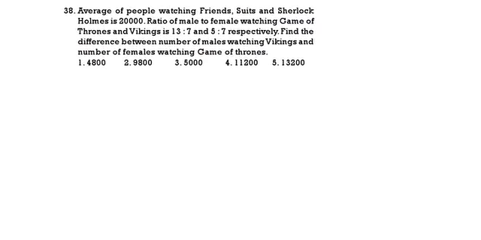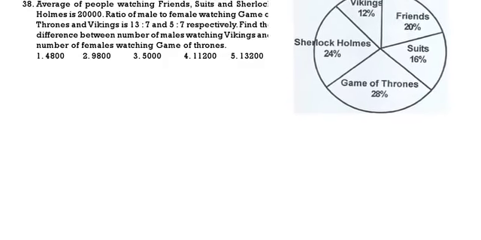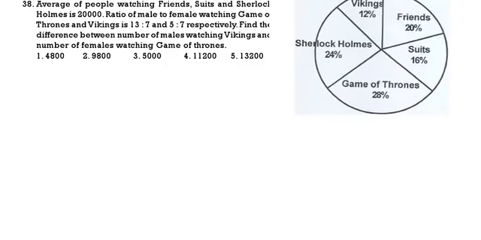See the next question. The average of people watching Friends, Sherlock Holmes and Suits is 20,000. So here we have Friends, Suits, Sherlock Holmes, 3. Average 20, total will be 60. So Friends is 20, Suits 16, 24. 20 plus 16 is 36, 36 plus 24 is 60. So 60% equal to 60,000. So what is the meaning of that? 1% is equal to 1,000.